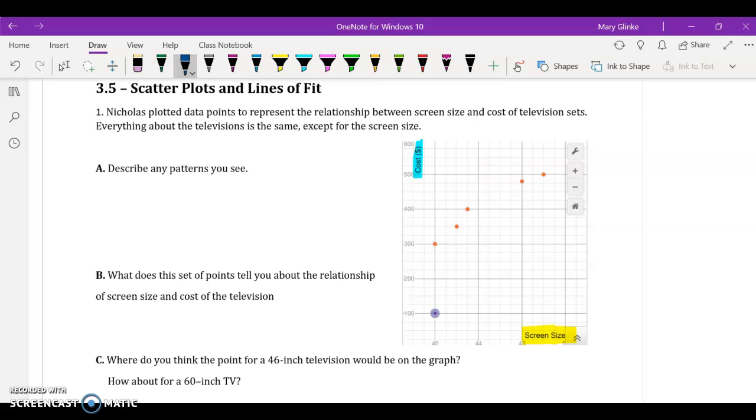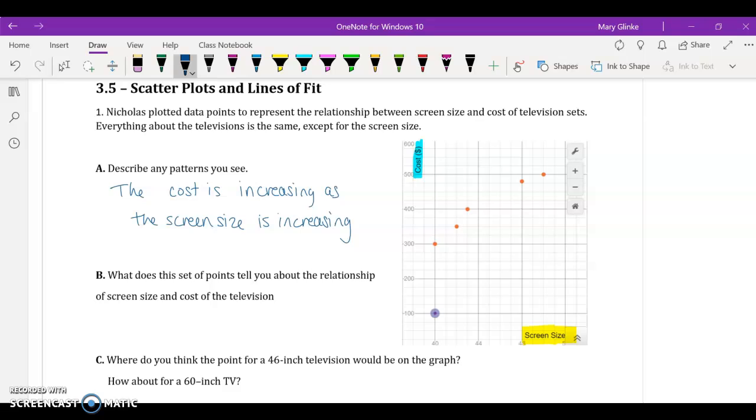Looking at this, the pattern that we might see is that as our screen size is going up, notice the cost is also going up. So the cost is increasing as the screen size is increasing. Now you also could have said other things, like you might notice that everything has a screen size of 40 or more, or everything costs $100 or more. There's a lot of different things we could notice here.